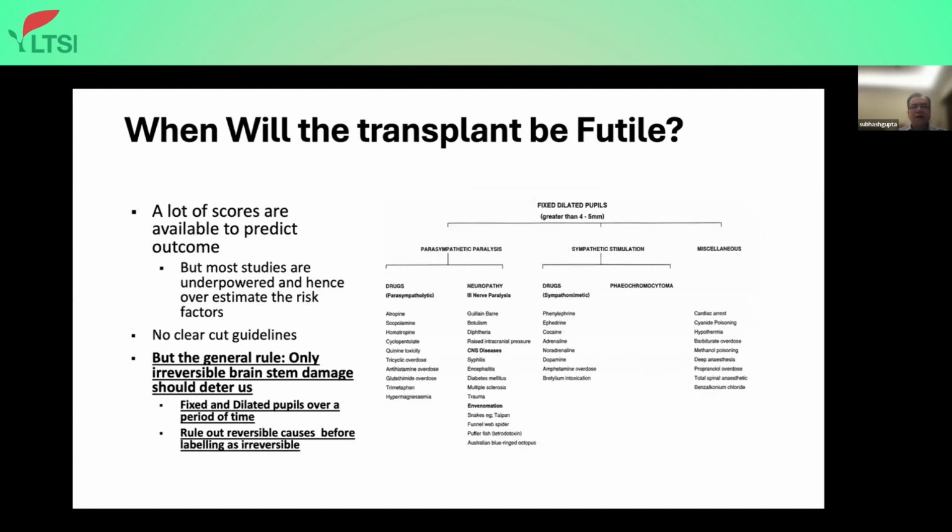So when will the transplant be futile? I think as a summary take-home message, if the cerebral edema is thought to be too advanced, or if the patient is already in irreversible shock, then obviously transplant is not going to work. So these are two situations where transplant should not be done.